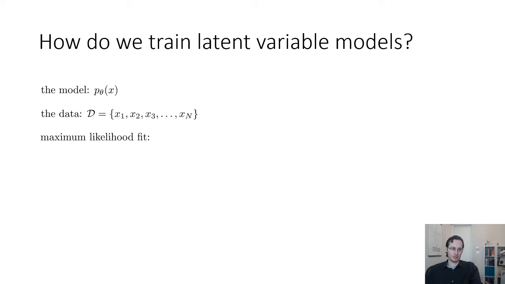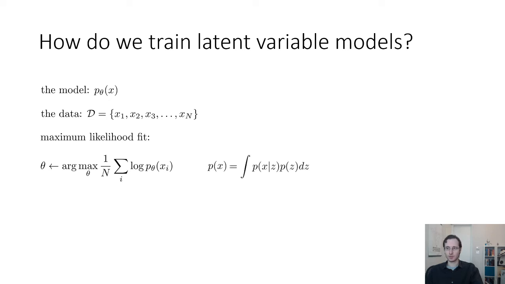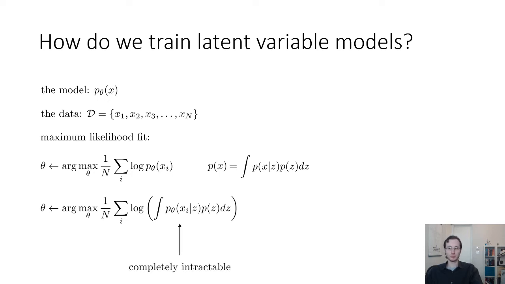And we train with maximum likelihood. We always train probabilistic models with maximum likelihood. So we're going to train it to maximize with respect to theta the sum over your data set of log p theta of xi. But remember that each of your p of x's is an integral over all the z's. Right? So p of x is equal to the integral over all z's of p of x given z times p of z dz. So if you substitute this definition for p of x into the log, then you get this objective. And unfortunately, this objective is completely intractable, because you can't integrate over all possible z's, right? This integral does not have a closed form solution.